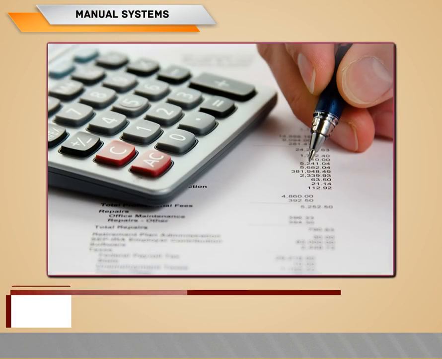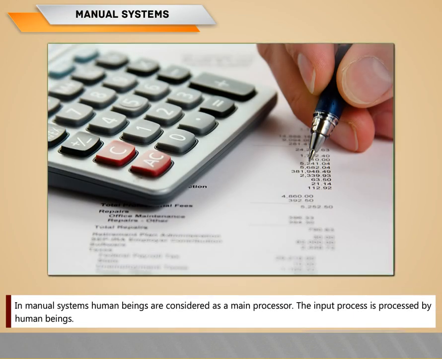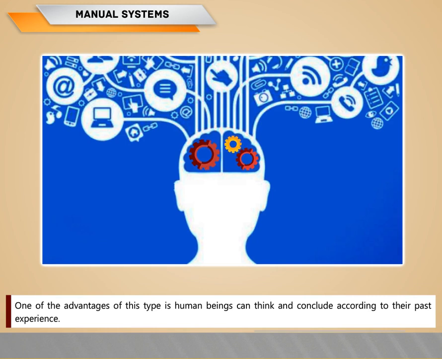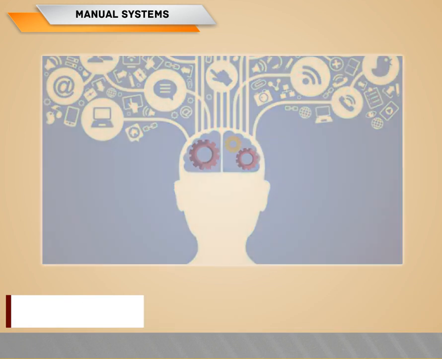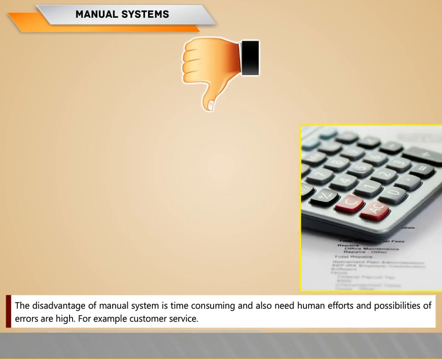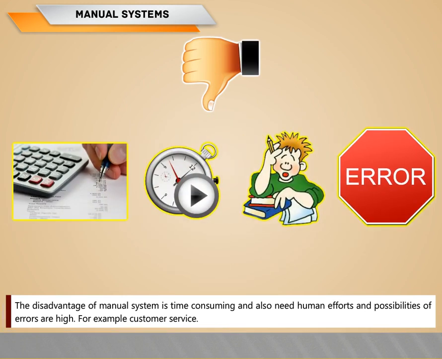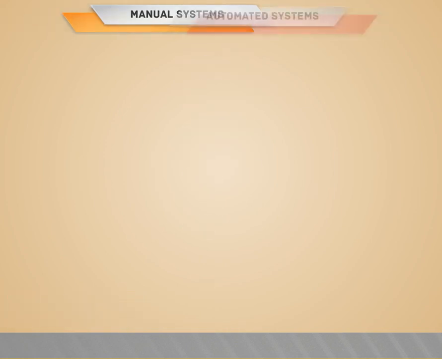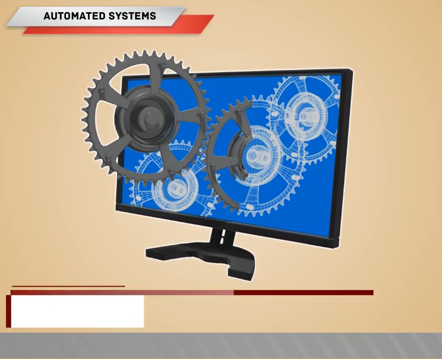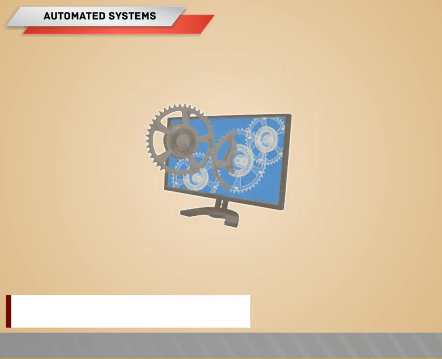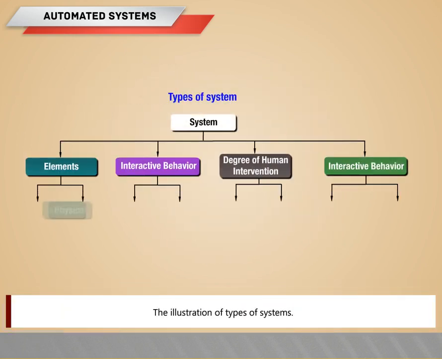Manual systems. In manual systems, human beings are considered as the main processor. The input is processed by human beings. One of the advantages of this type is human beings can think and conclude according to their past experience. The disadvantage of manual system is that it is time-consuming, needs human effort, and the possibility of errors is high. For example, customer service. Automated systems. Automated systems work automatically. The well-known example is the computer. The illustration of types of systems.